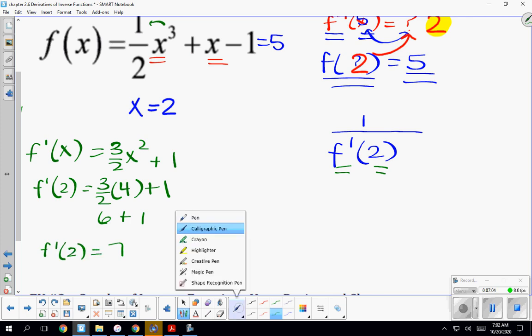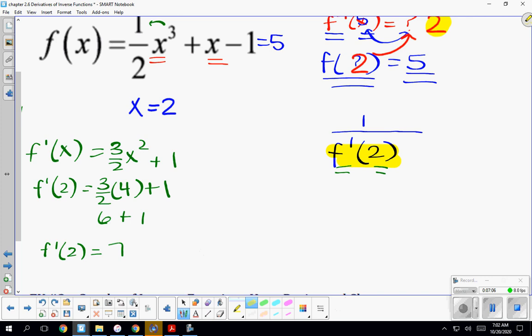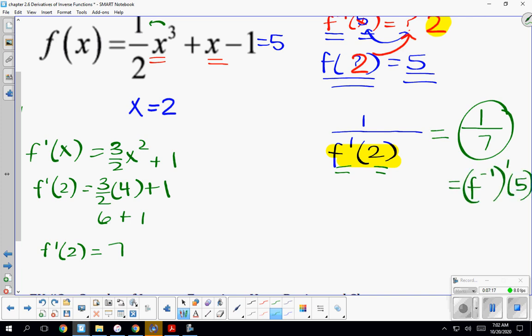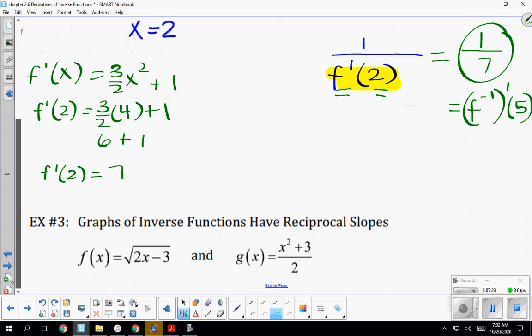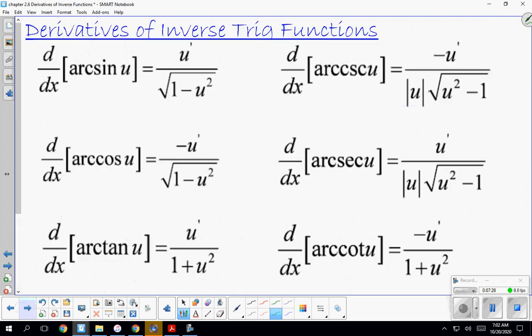Now we're going to plug that in right here. Continuing with our formula, we get 1 over 7. And this is equivalent to the derivative of the inverse right at 5. So even though we couldn't find the inverse, we can still find its derivative at a certain value. This next example we're going to skip.